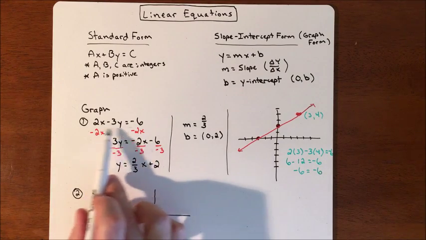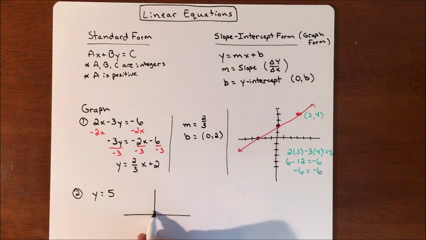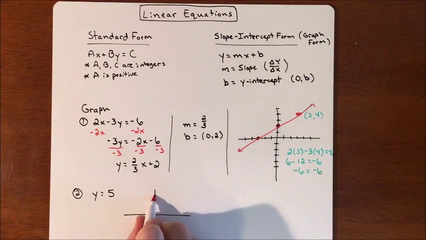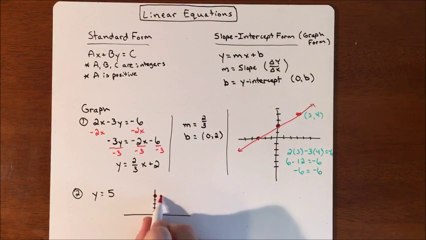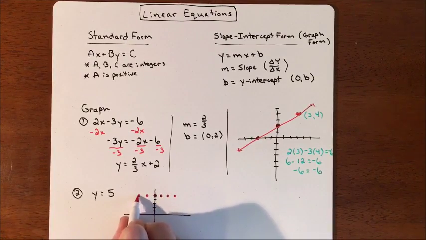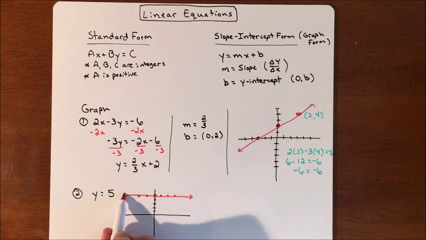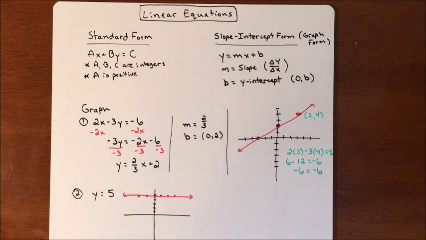There is no relationship between the x's and the y's. Y just has to stay at 5. So if I were to graph that, my y value has to remain at 5, which basically means that it would be a whole bunch of coordinates on a horizontal plane. And so y equals 5 looks like that.